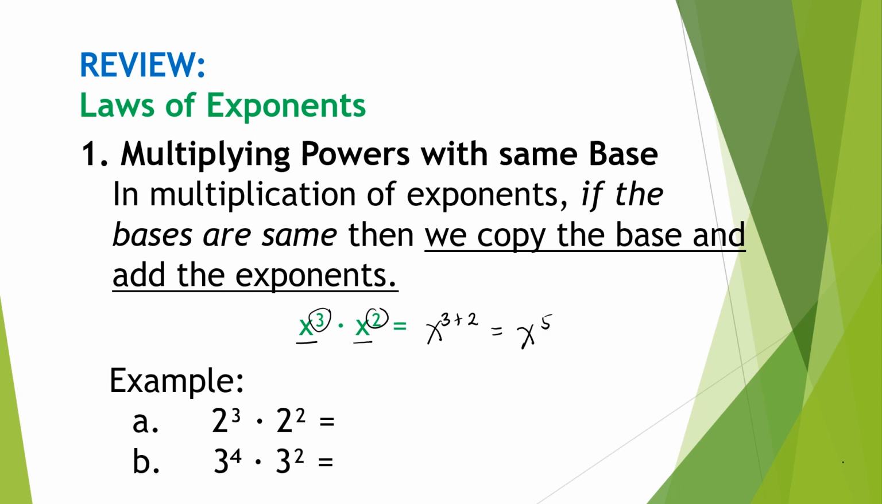Let's have some examples. Letter A, 2 cubed multiplied by 2 squared. Copy the same base, which is 2. Then add the exponents. 3 plus 2 is 5. So this becomes 2 raised to 5. Letter B, 3 raised to 4 multiplied by 3 squared is equal to, copy the same base, which is 3. Then add the exponents. 4 plus 2 is 6. So this one becomes 3 raised to 6.